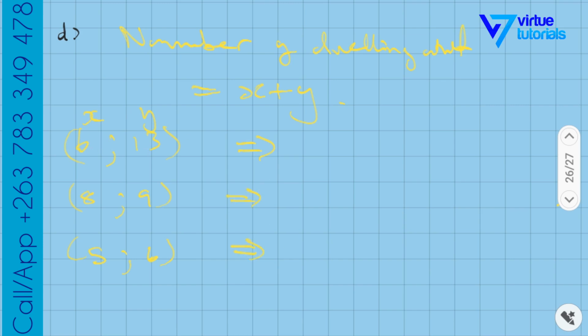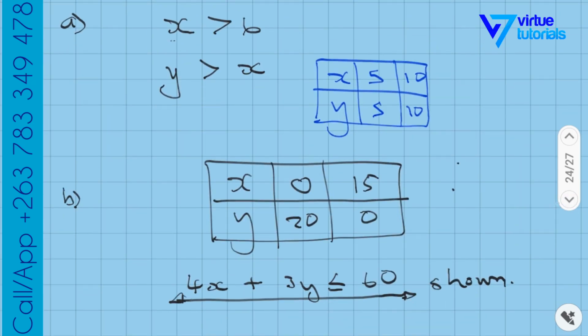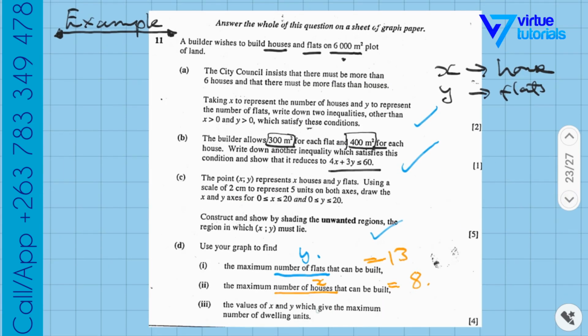So 6 plus 13, that gives you 19 dwelling units there. 6 houses and 13 flats, 19 dwelling units. 8 plus 9, that's 17 dwelling units. 5 plus 6, that's 11 dwelling units. So the maximum number of dwelling units is 19. That's when you have 6 houses and 13 flats. So that's what they want. They want the values of x and y, which give you the maximum number. It's 6 and 13 there.